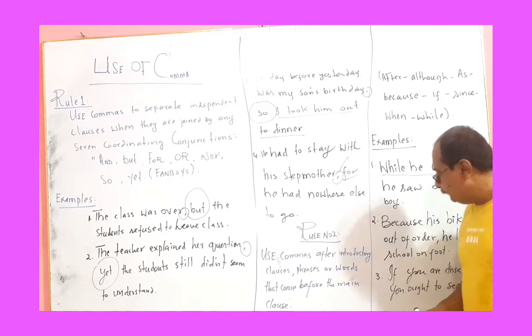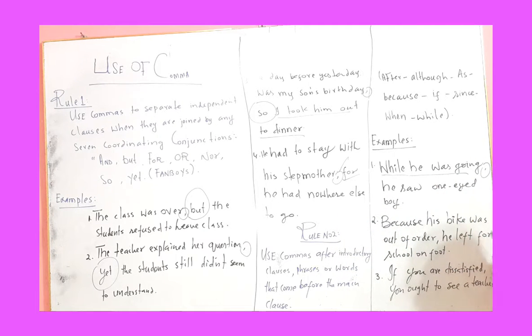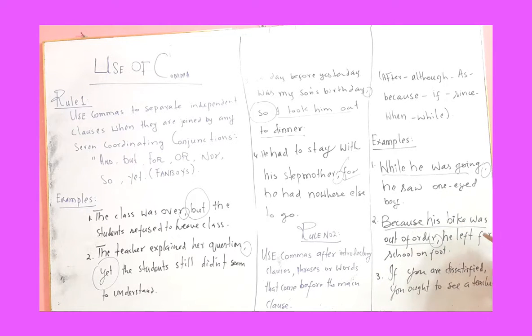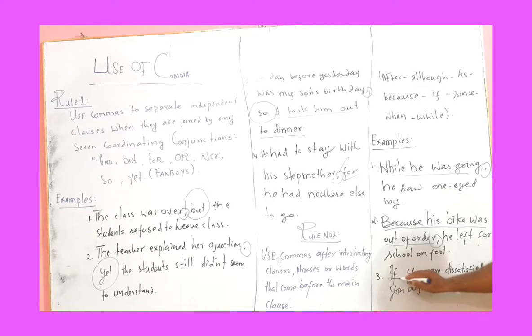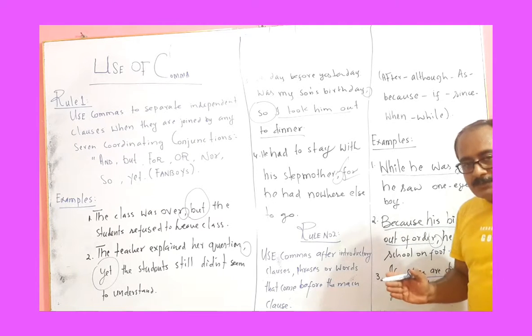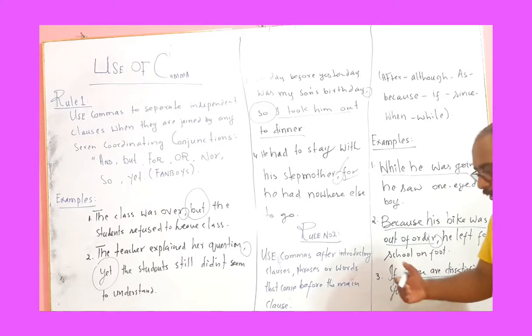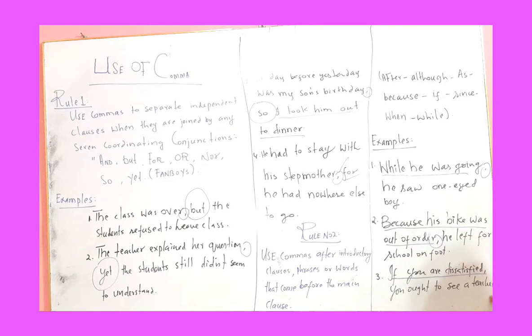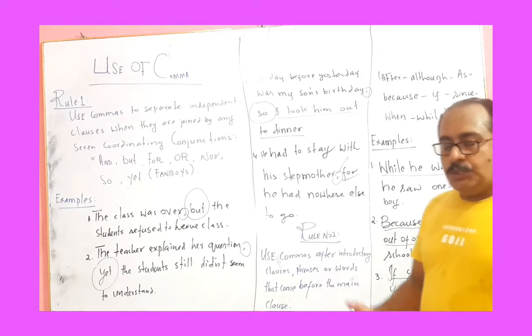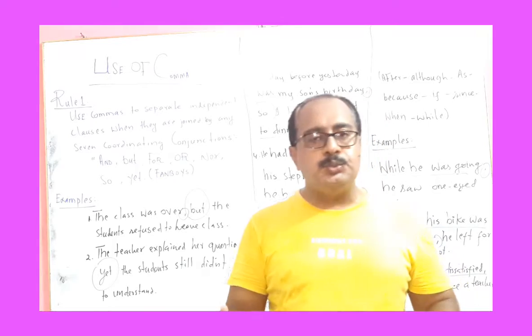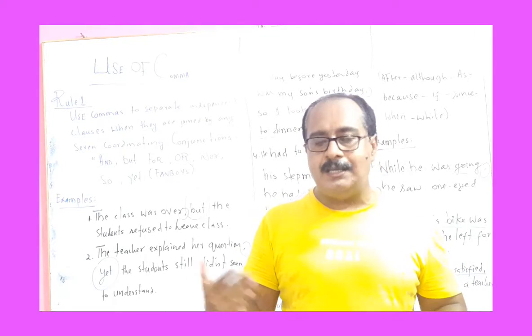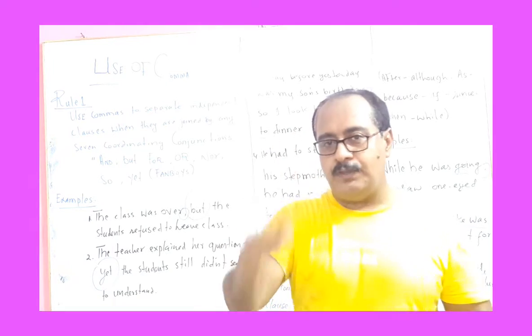See example number 2. Because his bike was out of order, again an introductory clause, and then separating it with a comma, he left for school on foot. Third example. If you are dissatisfied, again it is called an introductory clause, you ought to see a teacher. So in this way, two rules we have done on how to use a comma. There are many other rules we will discuss in other videos. So far so good. Thank you very much.